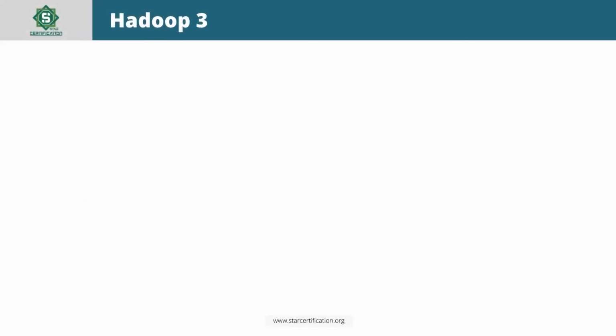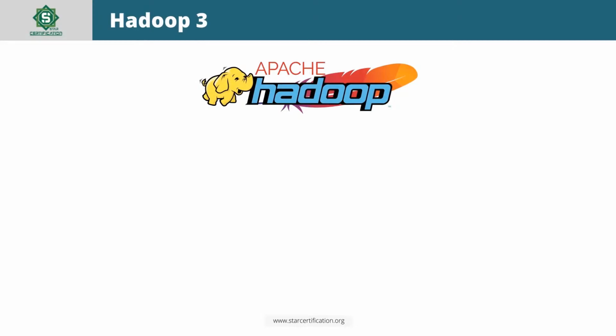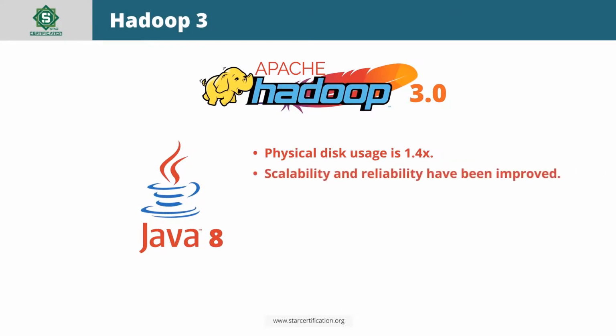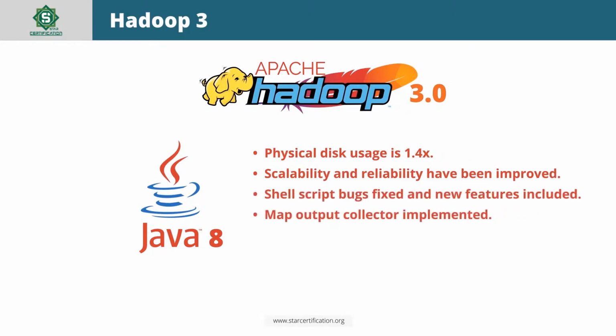Hadoop 3. The latest version of Hadoop is 3.0. Minimum version of Java required is Java 8. Physical disk usage is 1.4x. Scalability and reliability have been improved. Shell script bugs fixed and new features included. Map output collector implemented. Two or more than two name nodes supported.